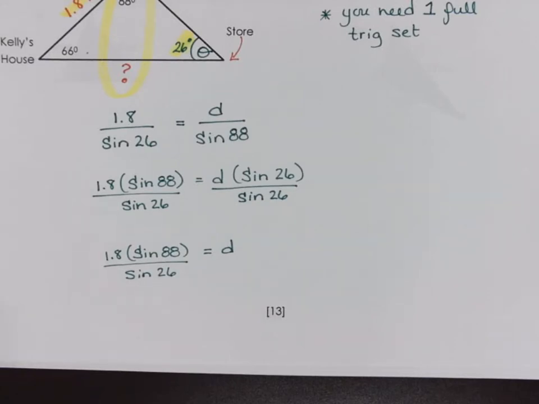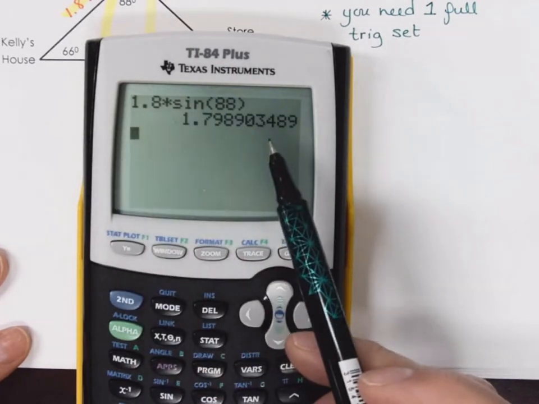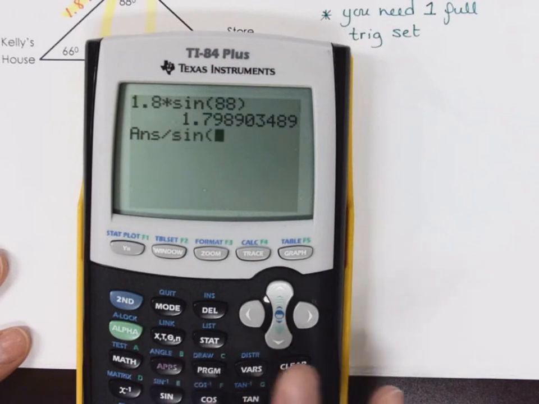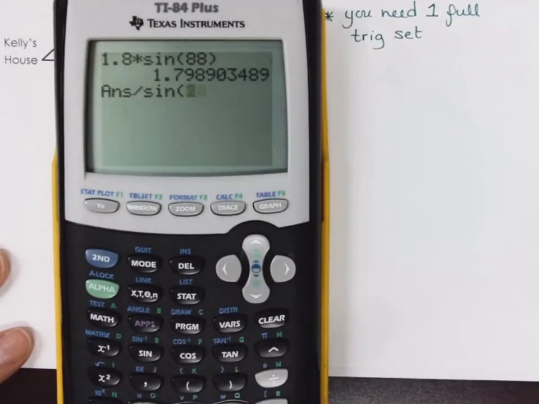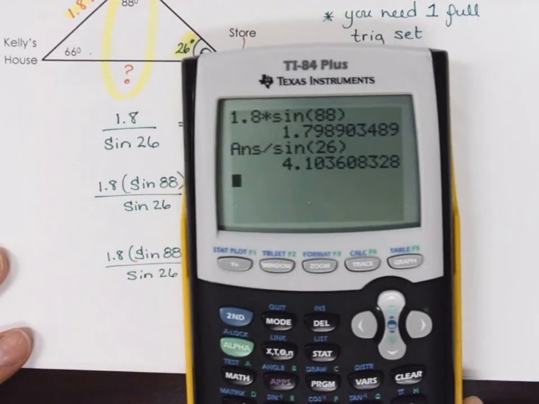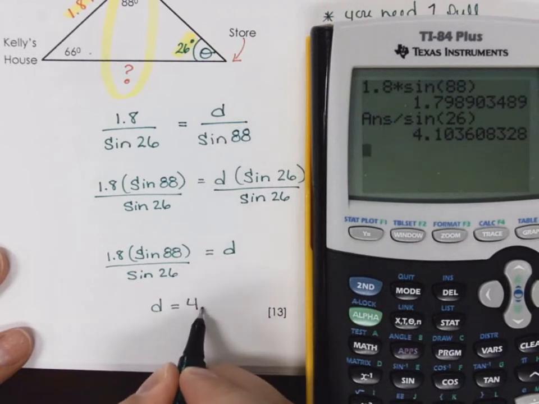So how are you going to do this in your calculator? I don't know how your calculator works, but you have to do the numerator first. So we're going to go 1.8 times sine of 88. In my calculator, I can do it all at once, but I would recommend that you get the numerator, get that, and then divide by sine of 26, close my bracket. And what did it say? Let's round to 2 decimal places. So D is going to be equal to 4.10.